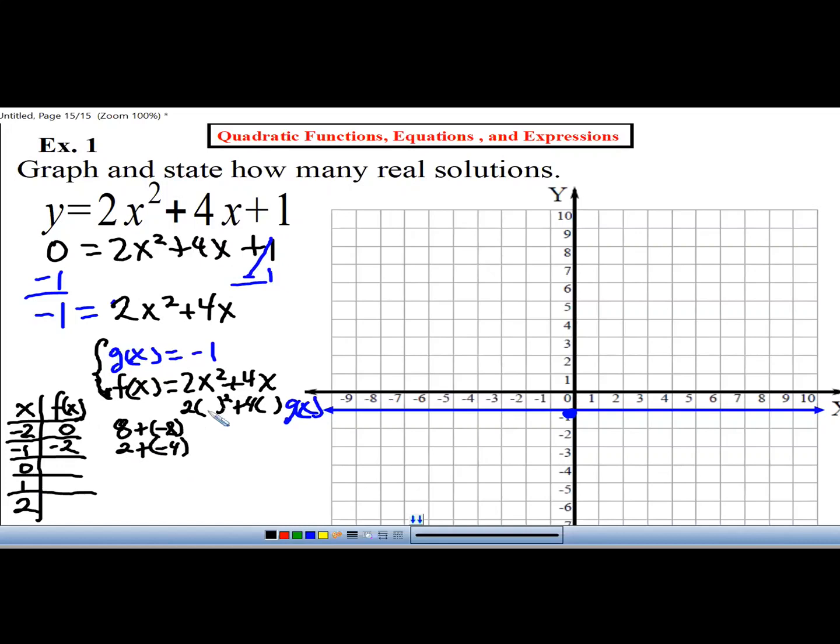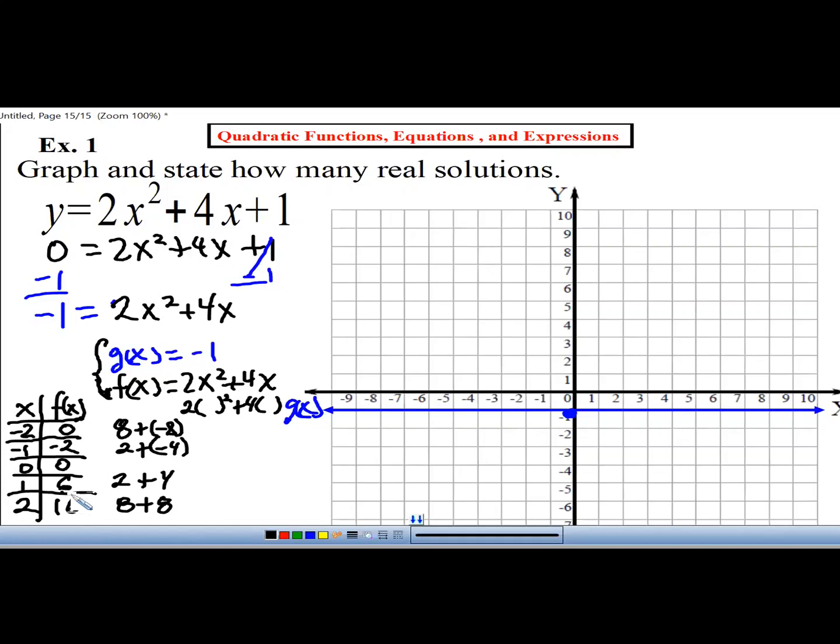Next value, 0. What is 0 squared? 0 times 2, 0. 4 times 0, 0. 0 plus 0 is 0. Next, 1. What is 1 squared? 1. 1 times 2 is 2. Let me write that right here. Plus, what is 4 times 1? 4, and that is 6. And last but not least, hold on, I think I messed up this 6. 6, there it is. Next one is 2. So 2 squared is 4 times 2, that's 8. Plus 4 times 2, that's 8. 8 plus 8 is 16.